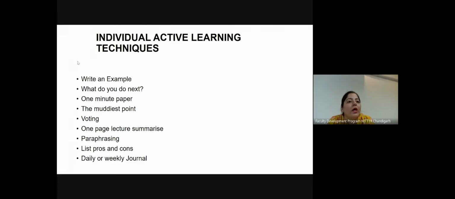The muddiest point at the end of the class: the teacher will ask the student what is the most complex point of today's discussion.